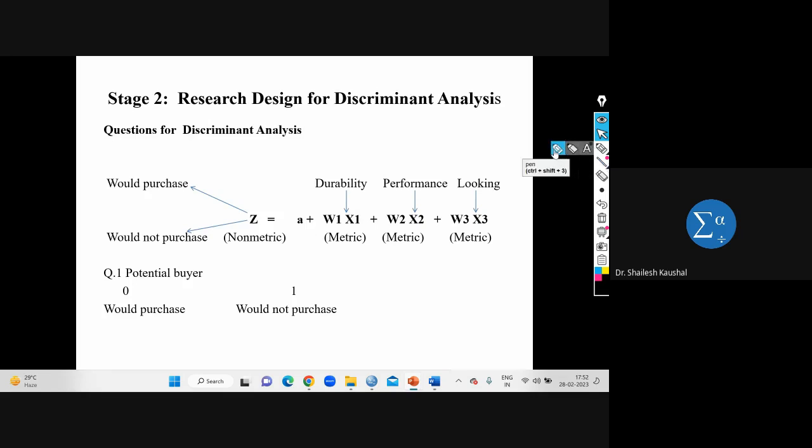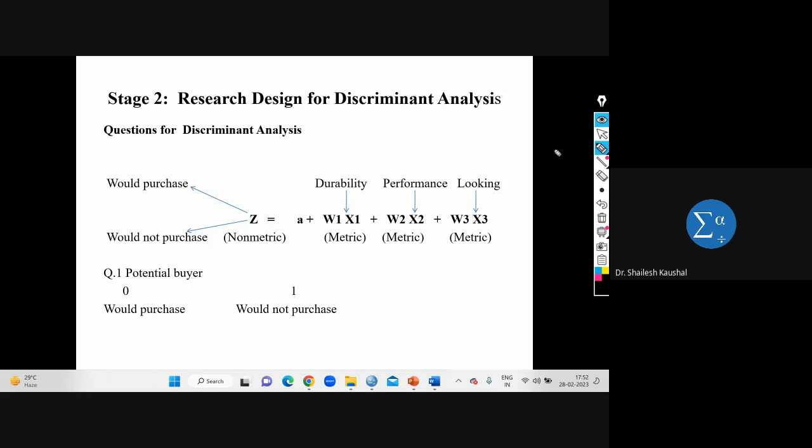You can see the example of discriminant analysis. Here there are four variables, one dependent variable and three independent variables. So there are four variables. The condition is dependent variable should be non-metric, categorical. The dependent variable should be categorical, non-metric means nominal.